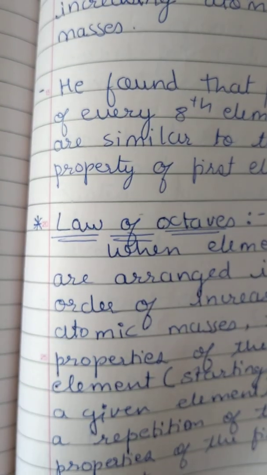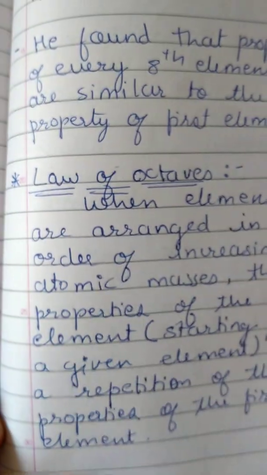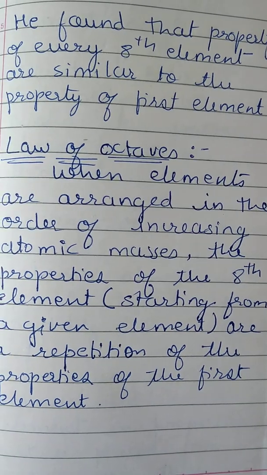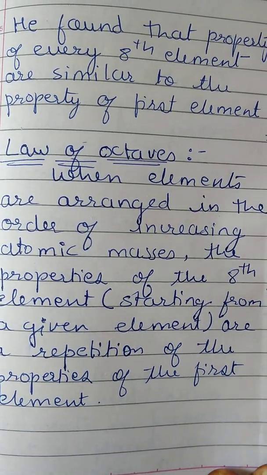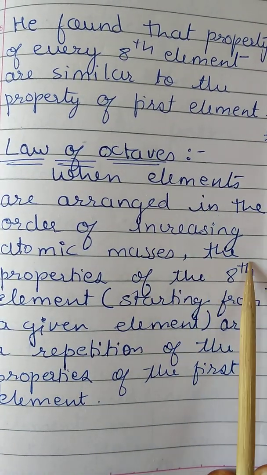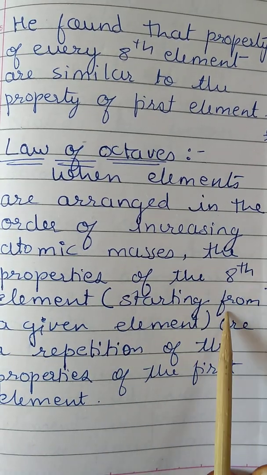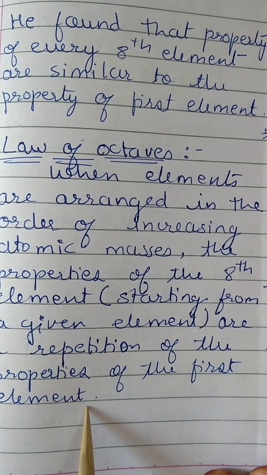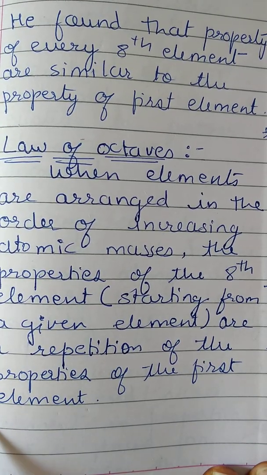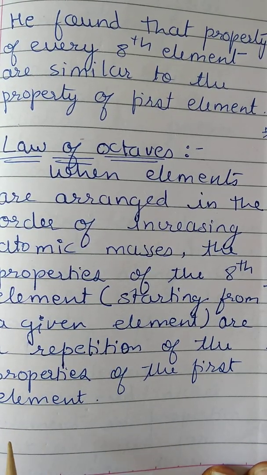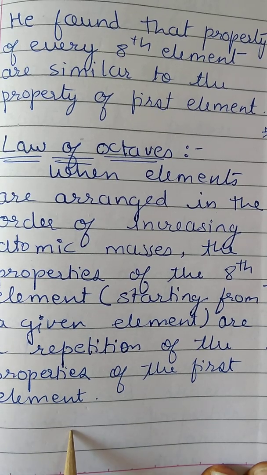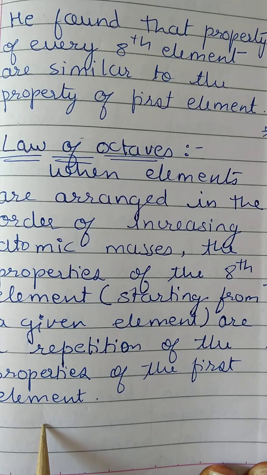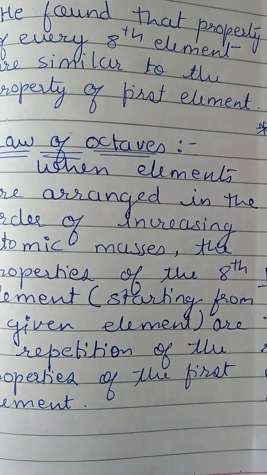So let us understand further the law of octaves. What is the law of octaves? The law of octaves states that when elements are arranged in the order of increasing atomic masses, the properties of the 8th element starting from a given element are a repetition of the properties of the first element. So if you start from the first element and reach up to the 7th element, then the 8th element will have properties similar to the first element, as I have shown you in this chart. So this is the meaning of it.